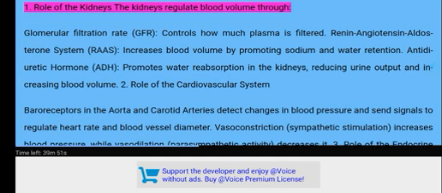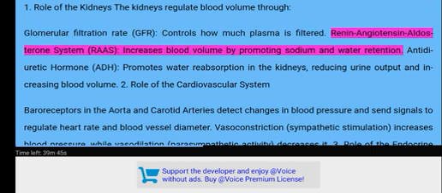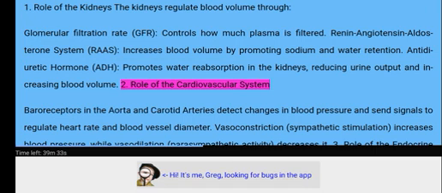The kidneys regulate blood volume through glomerular filtration rate, GFR, which controls how much plasma is filtered. The renin-angiotensin-aldosterone system, RAAS, increases blood volume by promoting sodium and water retention. Antidiuretic hormone, ADH, promotes water reabsorption in the kidneys, reducing urine output and increasing blood volume. 2. Role of the cardiovascular system.